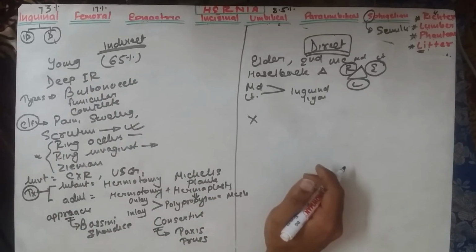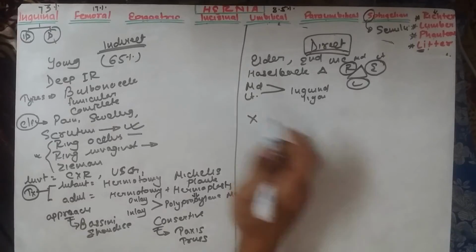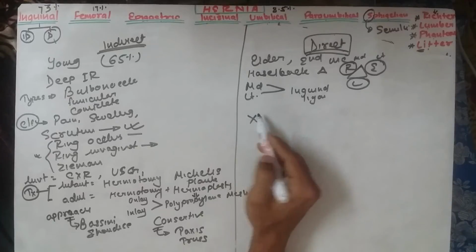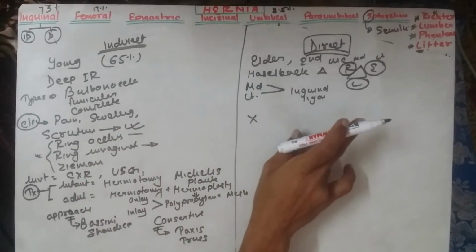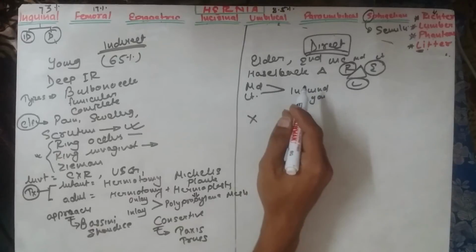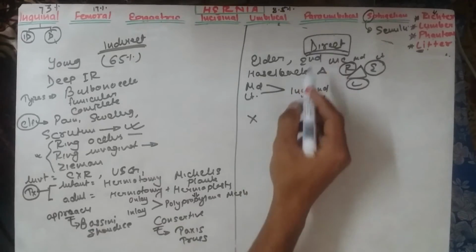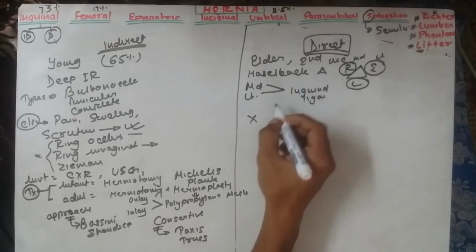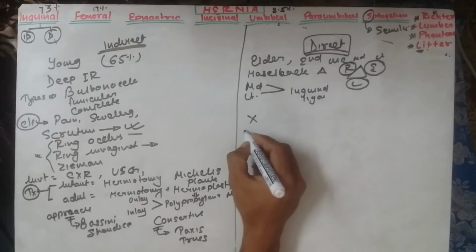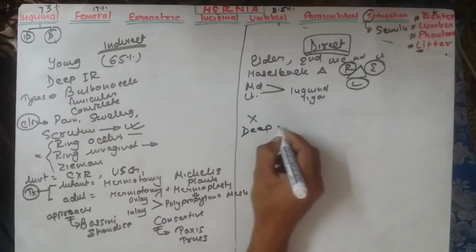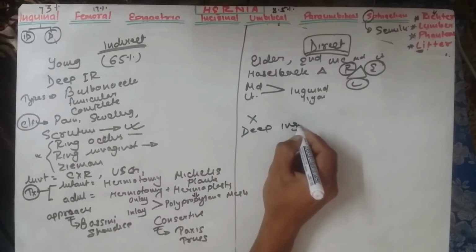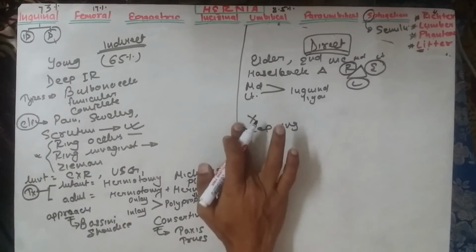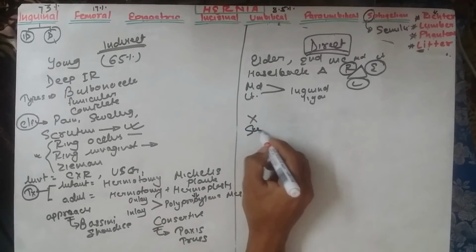Then we should differentiate it from the indirect. As I said earlier, the types can be either medial or lateral, and there is no scrotal swelling in case of direct. The site where we will be looking for the direct hernia is at the region of the deep inguinal ring. Actually, deep inguinal ring is here, so we will be looking at the superficial inguinal ring, opposite side.